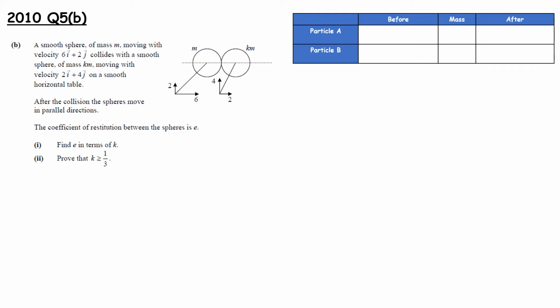So we have two particles, particle A and particle B. A has 6i plus 2j, and it has mass m. And then we have 2i plus 4j, and that's mass km. The centers we can see from the diagram, and it's another question, so they haven't actually told us, but the centers are along the i-axis, which means the i part will change, but the j will stay the same. So I'm going to use x and y. So that's xi plus 2j, and that's yi plus 4j.